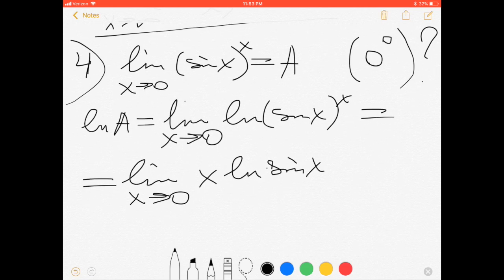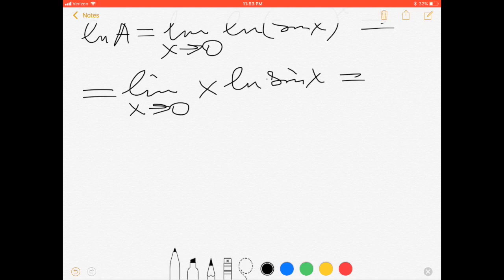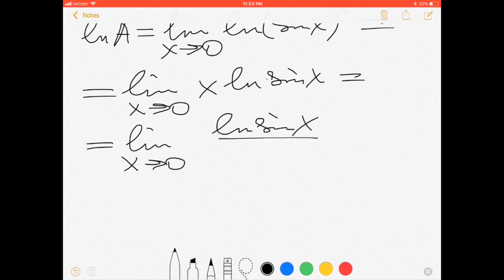sine x, and this is natural log sine x over 1 over x. Great. Continue, but first we check. If you plug in 0 here, sine 0 will be 0. Natural log of something approaching 0 will be negative infinity. If we draw our graph, you can see. And here 1 over 0 will be infinity.